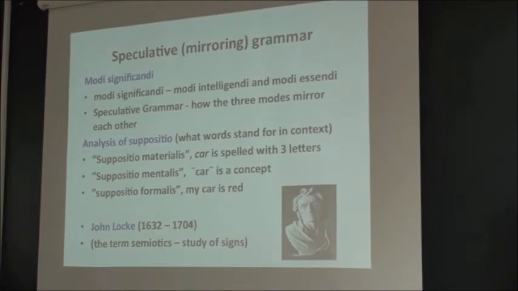Okay, so if we take the word car, we can say the word car is spelled with three letters, C-A-R. What does the word car refer to in that sentence? The object car? Itself, as a word, right? It's not the object car. It refers to itself as a word. The bicycles on the street are not spelled with three letters. Cars have four wheels. It's actually the word itself, the writing word, right?